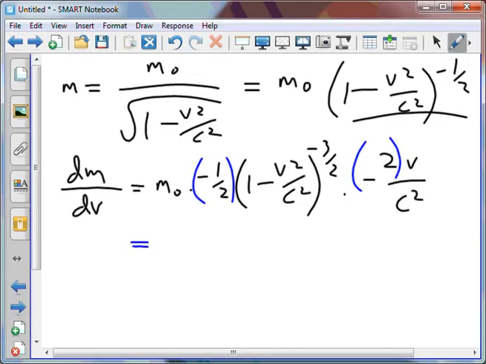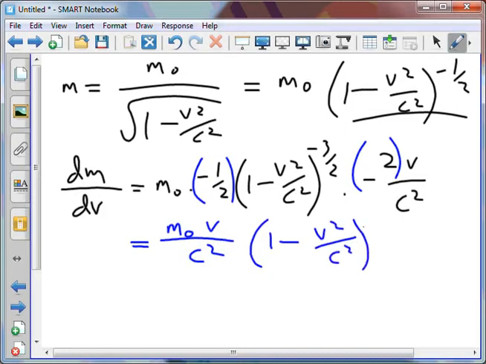So this can be further simplified as m, that rest mass, v over c², 1 minus v²/c², negative 3/2.